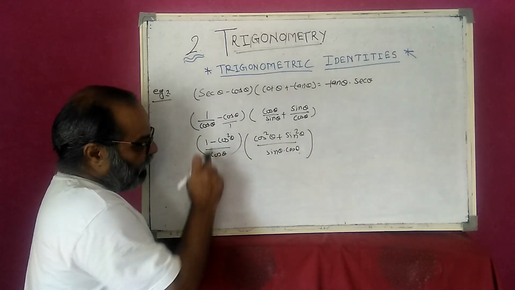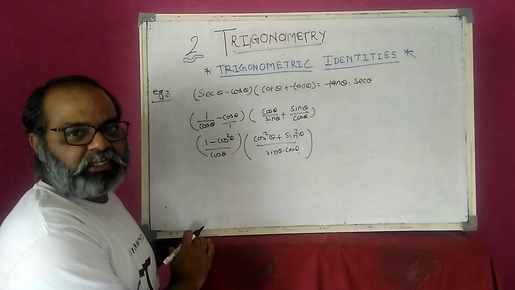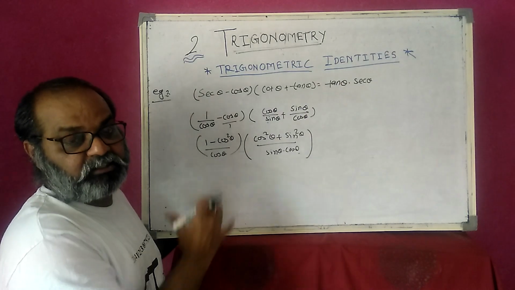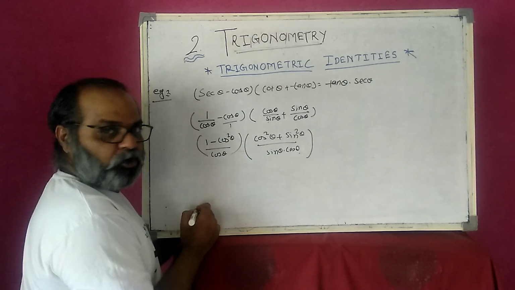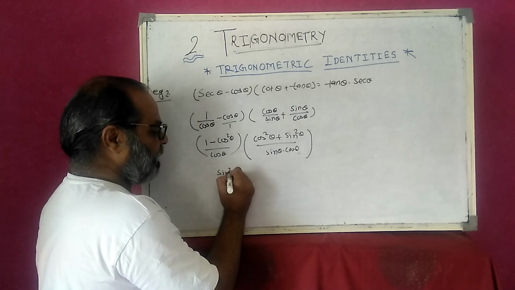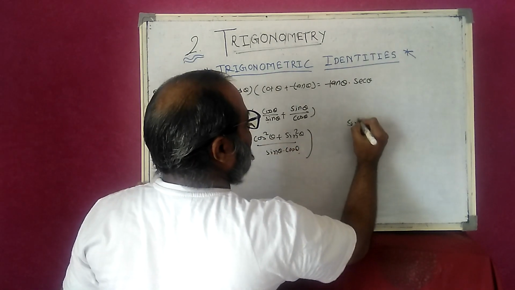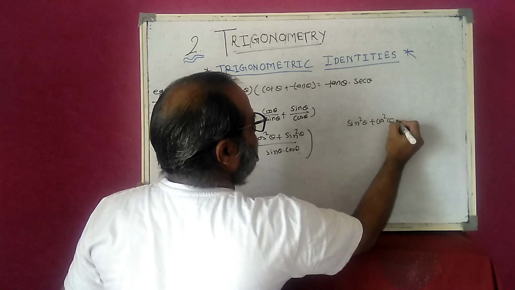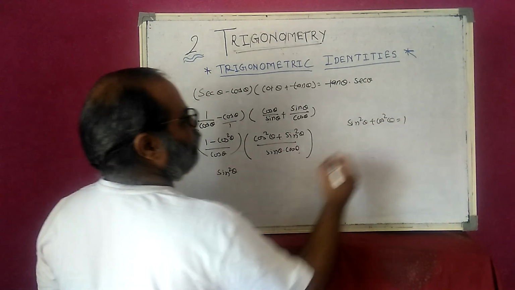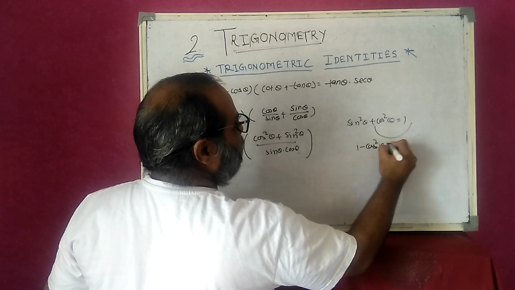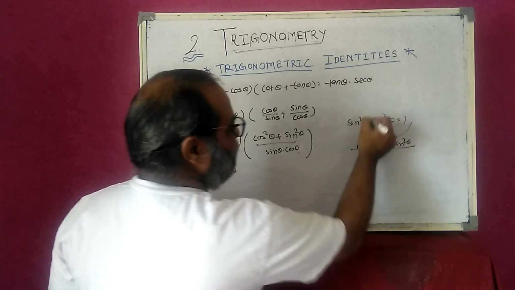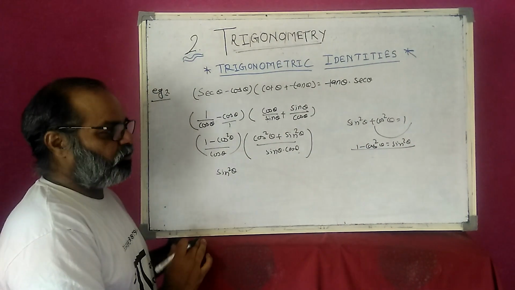Now I know the identity: sin square theta plus cos square theta is equal to 1. So 1 minus cos square theta is equal to sin square theta. Okay. This is a very simple identity we just discussed before. So I just apply it here.